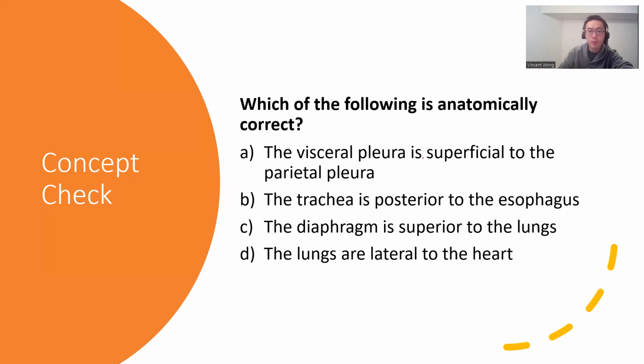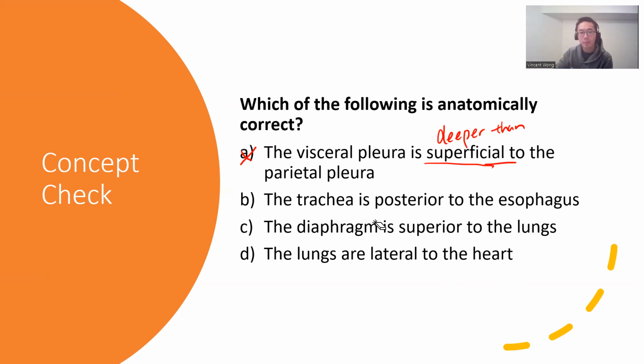Visceral pleura is superficial to the parietal pleura. Superficial means on the outside, right? Things that are closer to the surface of the body, closer to your skin, that's superficial. So this is actually not true. It's the other way around. The visceral is the one that's deeper than the parietal pleura.